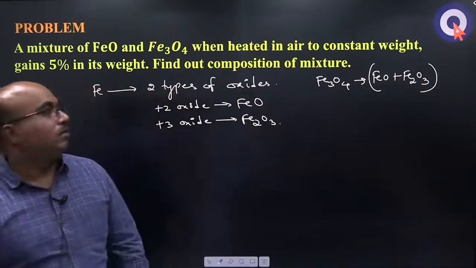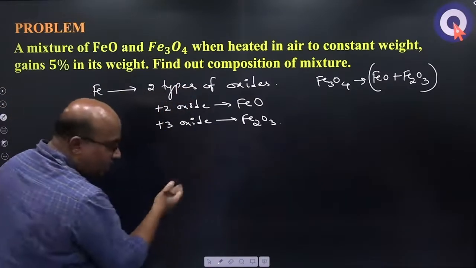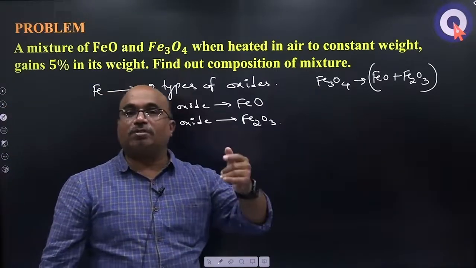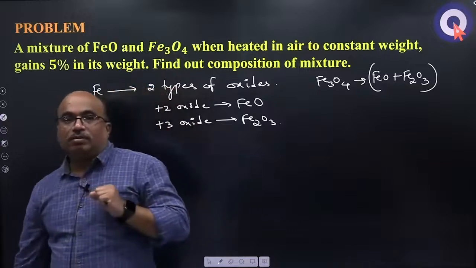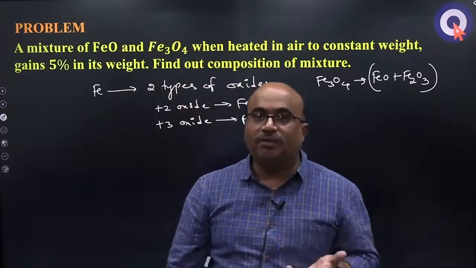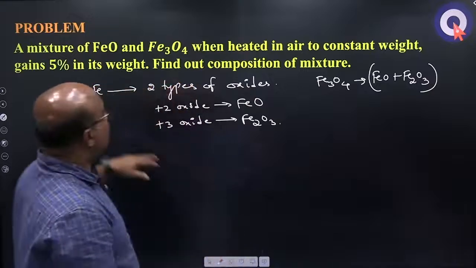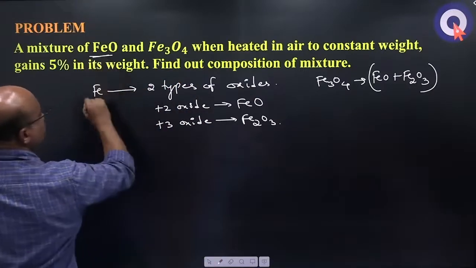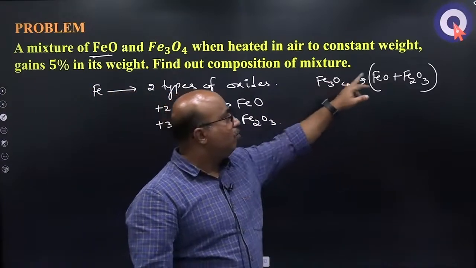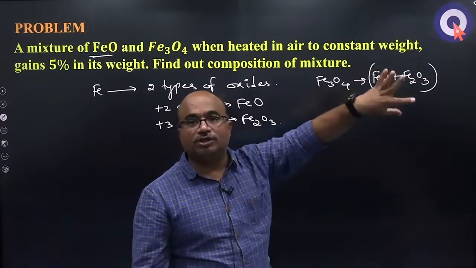Clear? But when we just try to react with air, what may happen? FeO tries to convert, meaning Fe+3 is more stable than Fe+2. This means any iron oxide will try to completely convert into Fe2O3. So this FeO changes to Fe2O3. Whatever FeO is there in this Fe3O4 mixture also changes into Fe2O3.